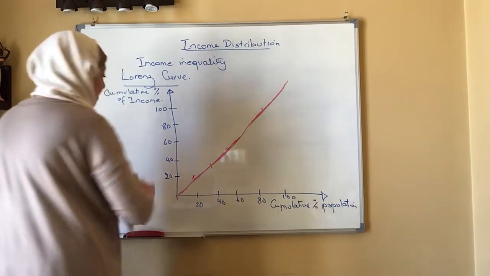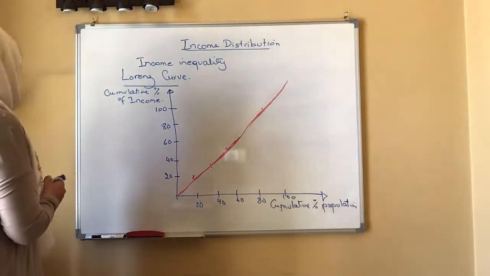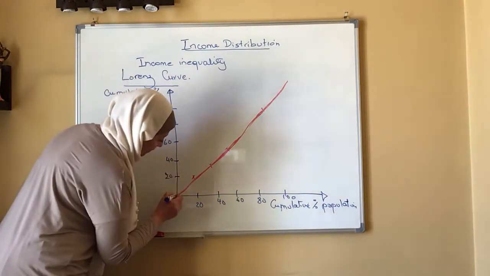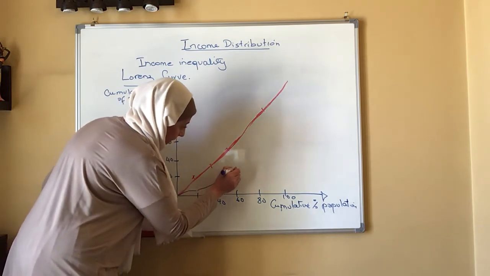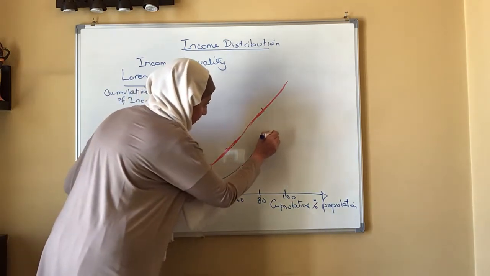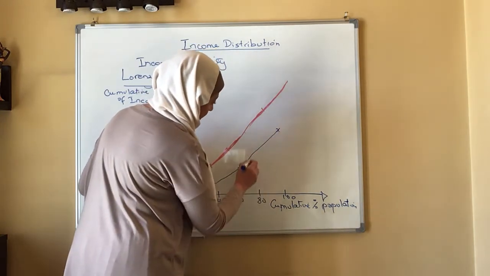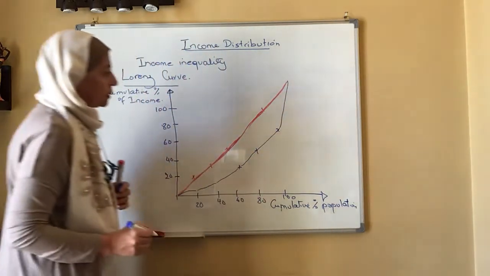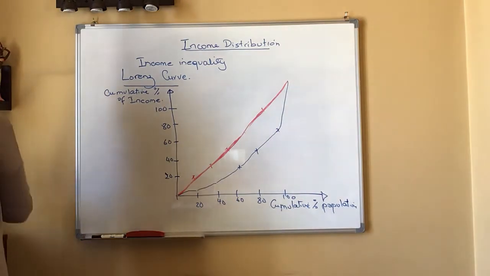However, what exists in reality does not look like that. We can find different Lorenz curves. For example, this is one curve. Okay, this is one curve. Another would be this.